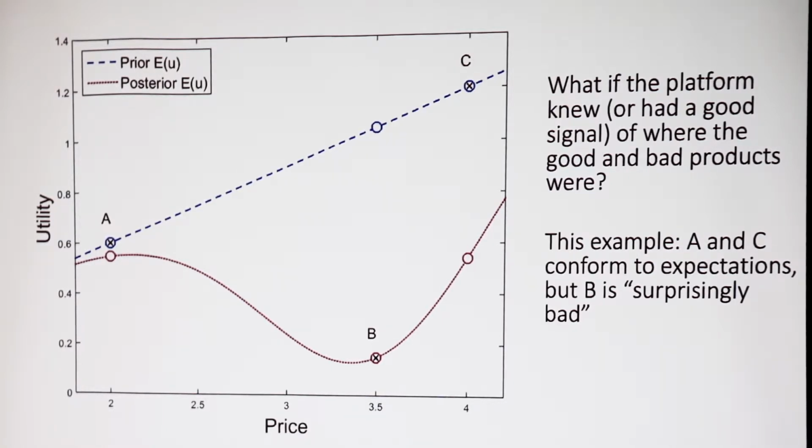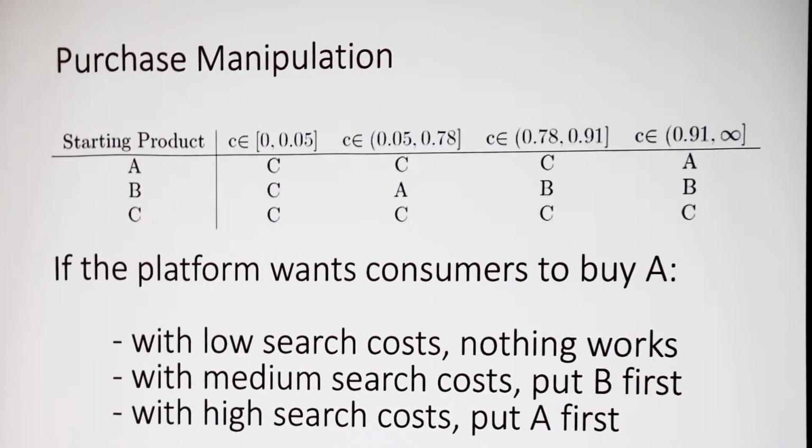That is their payoff. But product B, on the other hand, is much worse than you would have expected in this particular example. And we're going to assume that the platform knows that. So they've got 3 products, A, B, and C. A and C conform to expectations, but B is much worse than you would have thought. Can the platform get you to buy product A? And the answer is yes, they can.